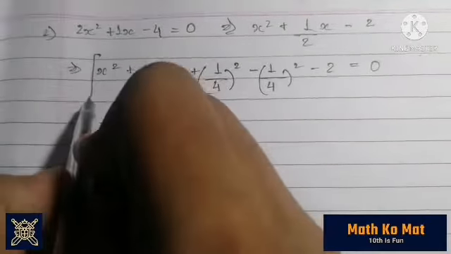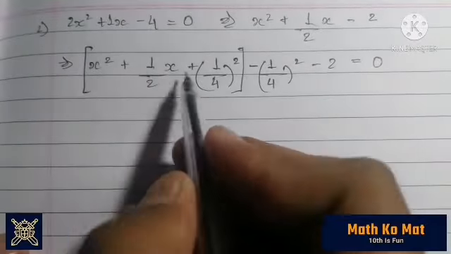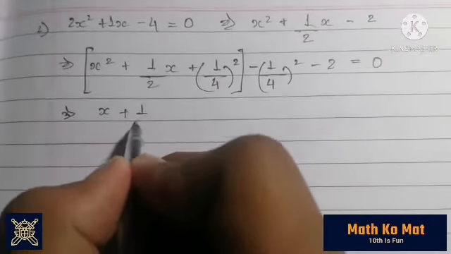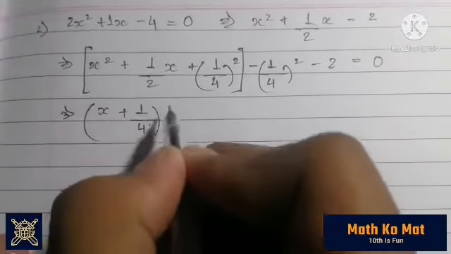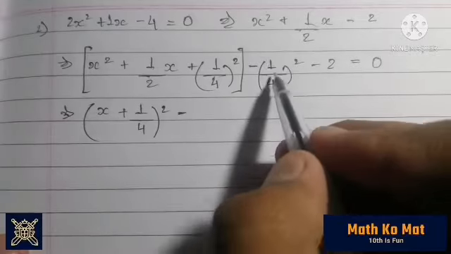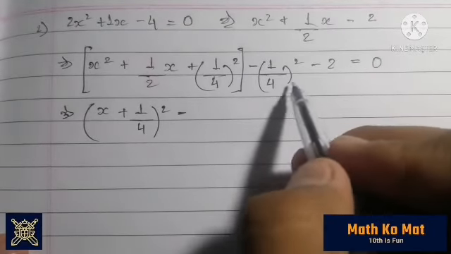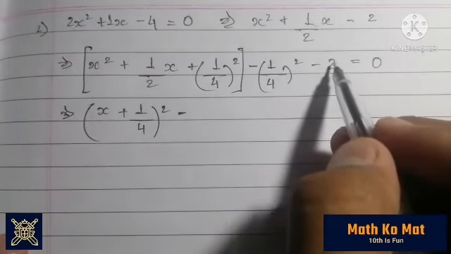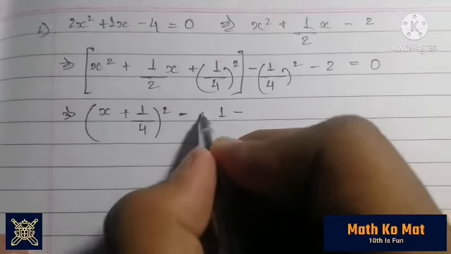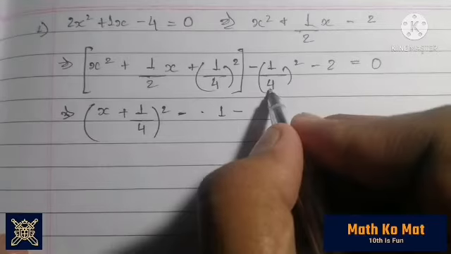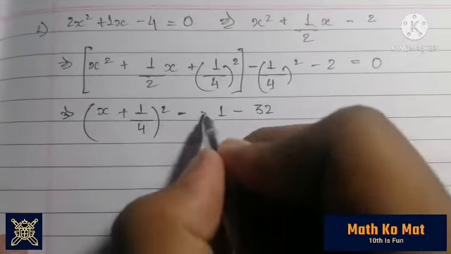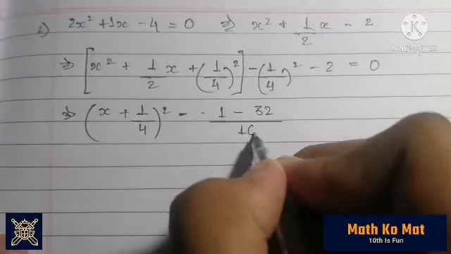Now this part is the identity x plus 1 by 4 whole square. So let's write it: x plus 1 by 4 whole square minus, let's do the square. It's 1 square, that is 1 by 4 square, 16, and this is minus 2, so you will directly add it. So you are getting 1 minus this 2, and you are having 16 for 4, so you will be multiplying by 16. So 16 times 2 is 32, upon 16.